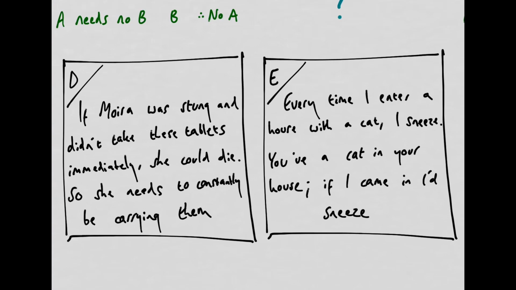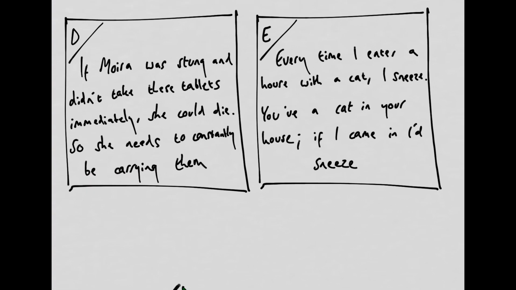D says that if Moira was stung and didn't take these tablets immediately, she could die. So she needs to be constantly carrying these tablets. Now what's the logical form of this? Well, it looks something like, if A, then B. If stung without tablets, then she could die, B. Therefore, C. Therefore, she needs to always be carrying them. And this introduces a third variable, so we can immediately see that it's not going to be the answer.